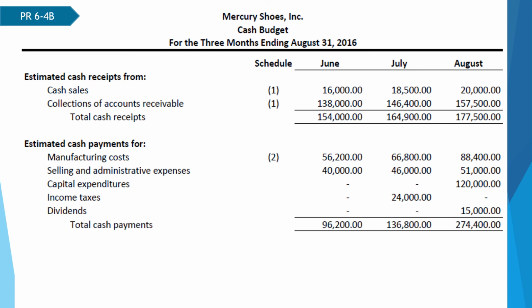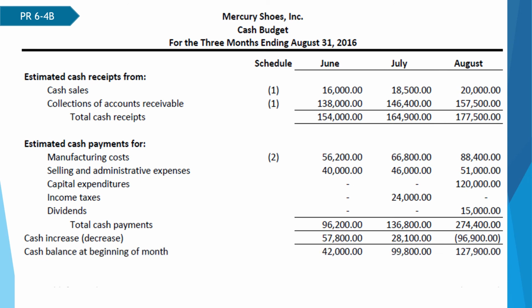Total the manufacturing costs and the additional transactions to come up with the total cash payments. Deduct the total cash payments from the total cash receipts to obtain the cash increase or decrease per month. The beginning cash balance for June is $42,000, as provided. Add the beginning cash balance to the cash increase to get the cash ending of $99,800 for the month of June. This will become the beginning balance in the next month. The same process will be done for the months of July and August.